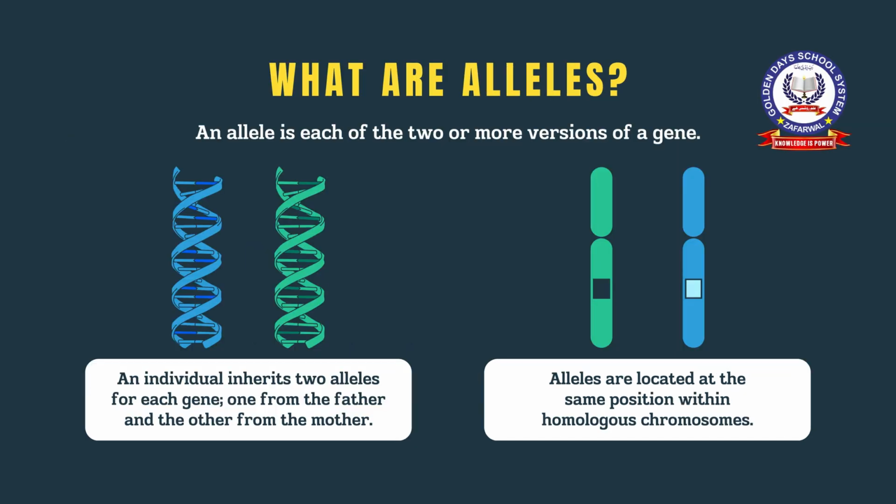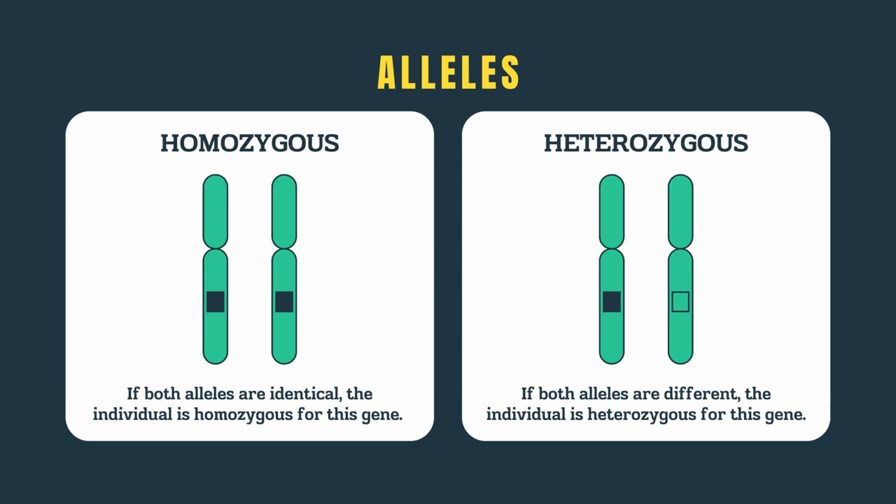What are alleles? An allele is each of the 2 or more versions of a gene. An individual inherits 2 alleles for each gene, one from the father and the other from the mother. Alleles are located at the same position within homologous chromosomes.